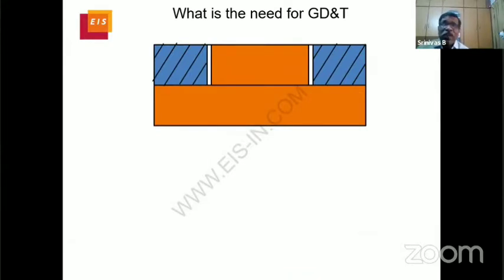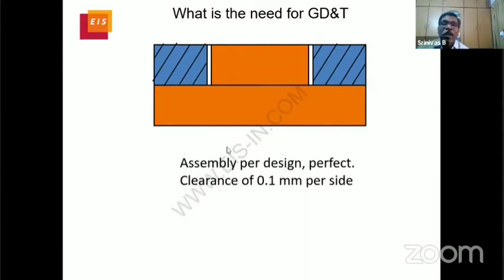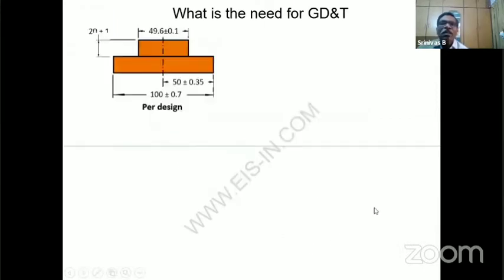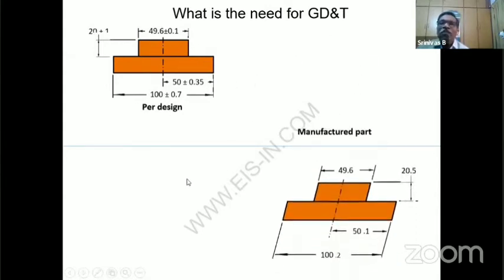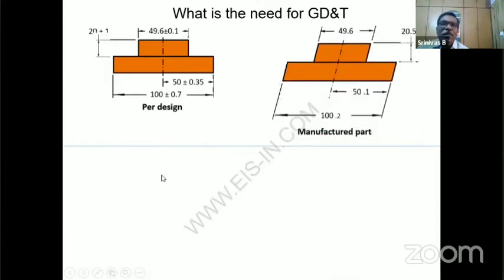Now, let me show you how the manufactured part is. Assembly per design, perfect. Clearance of 0.1 mm this side as well. Now, this is the same plate with lug. I brought it here to understand what the manufactured part is. The manufactured part is like this.